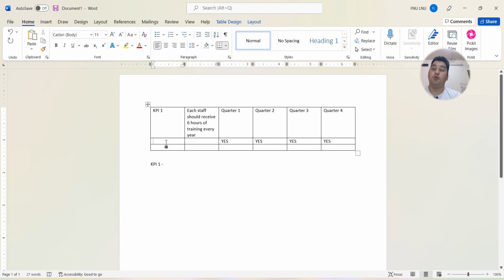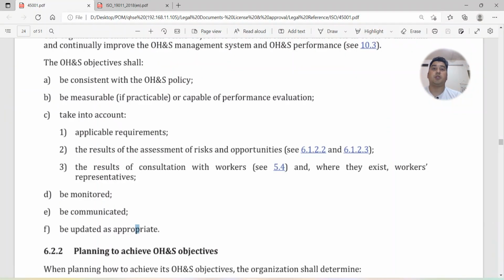KPI 1, KPI 2, KPI 3, KPI 4. You have to decide how many KPIs you want to make. So let's say it is 1.5 hours, 1.5, 1.5, 1.5. So it is a total of 6 hours. So I can say that every year, a person receives 6 hours of training. So it is my KPI. In this way, you will set your KPIs.